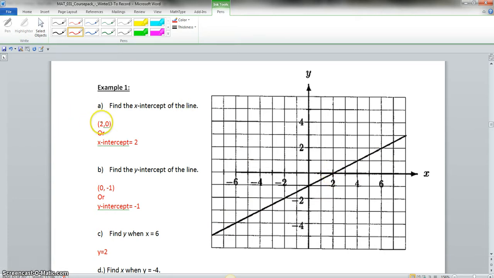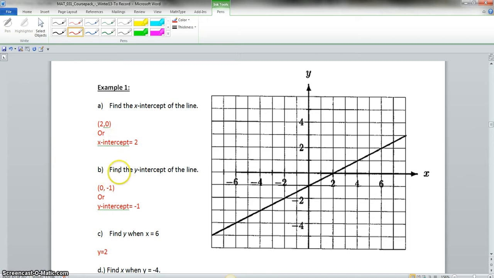So we could write this as an ordered pair, which would be the x value 2, and then we know y is 0. Or we could write it as just x-intercept equals 2. Just depends on the problem and the question. But both of these are acceptable answers.